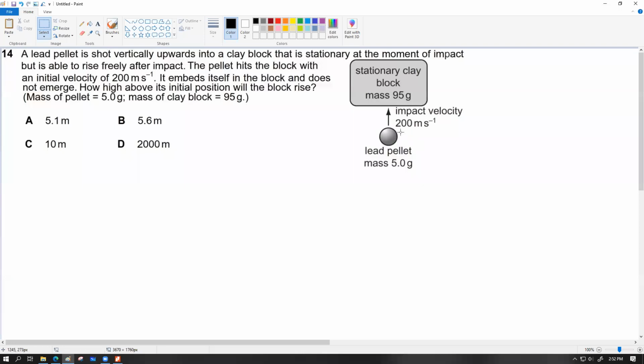So it will hit the clay block with some kinetic energy, right? You can very easily calculate that kinetic energy. How much is the kinetic energy of this lead pellet? This should be half into 5 into 200 squared. If you wonder why didn't I convert this 5 into kg, because I'm gonna maintain gram on the right side as well, so I can equate this out.